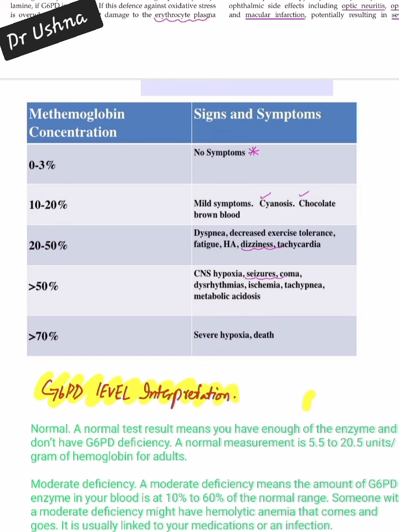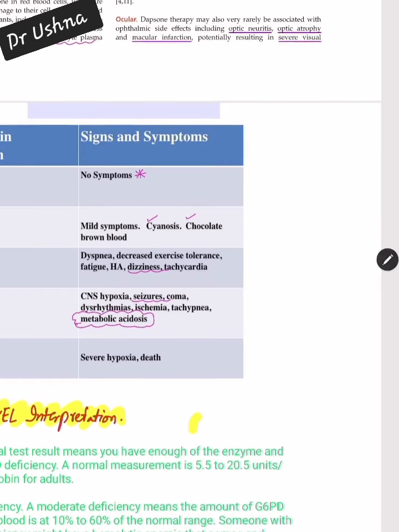But above 50%, this is the dangerous level. Above 50%, he is going to have seizures, coma, dysrhythmia, ischemia, tachypnea, and metabolic acidosis. Metabolic acidosis is an important presentation of this methemoglobinemia. And above 70%, there are going to be fatal consequences. There is severe hypoxia above 70%.